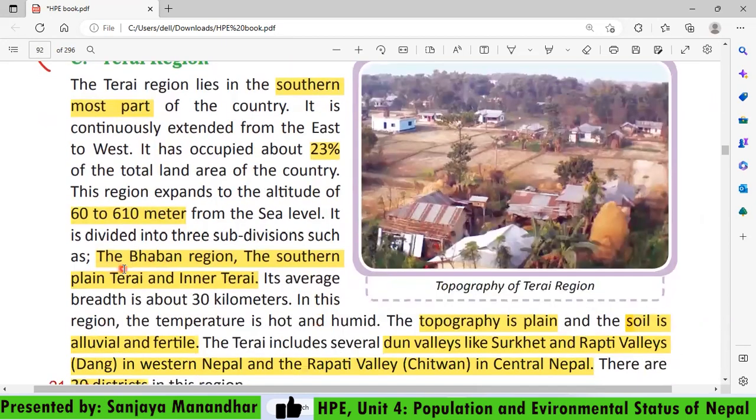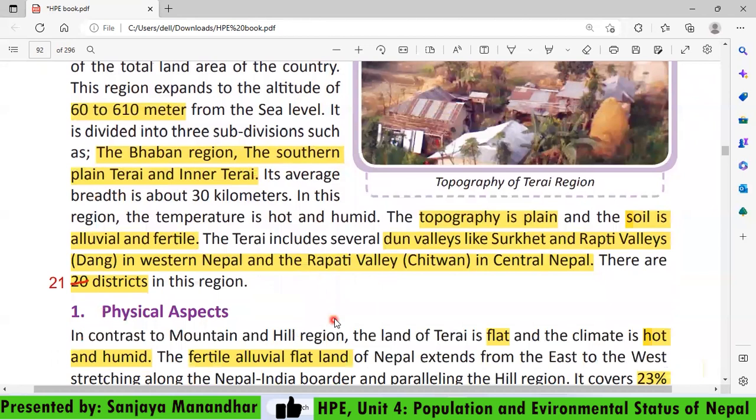And subdivision, look here, Bhabar region. Sorry, here is one mistake. Bhabar. Okay, Bhabar region, southern plain Tarai, Plain Tarai and Inner Tarai, three subdivisions. We already looked at this. And the topography of this area is very plain. The land structure is very plain. Soil is also very fertile. And there are some dun valleys. So dun valleys are surrounded by the lower hills of the Tarai region. They are called dun valleys, like Surkhet Valley and Rapti Valley. Rapti Valley means Dang Valley.